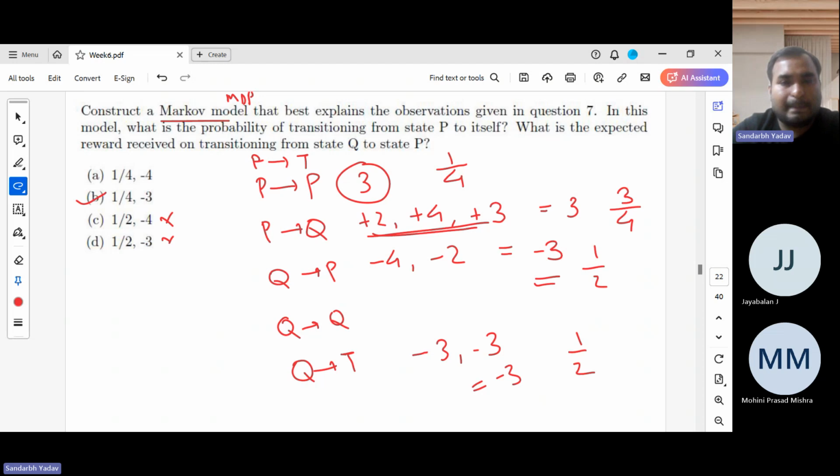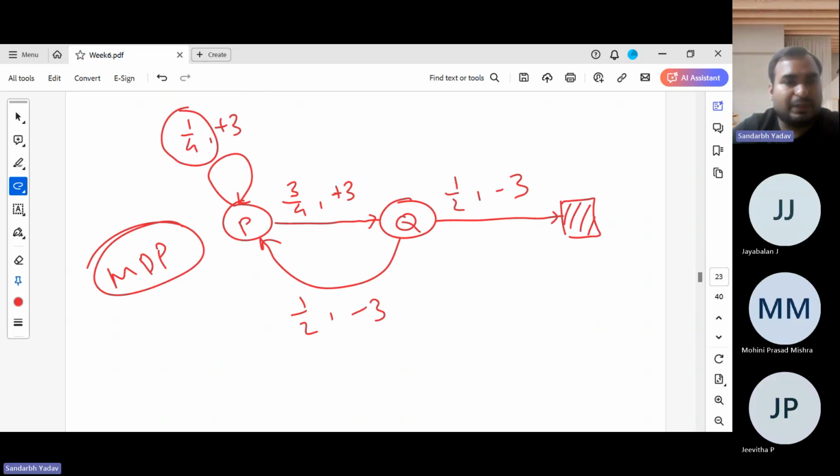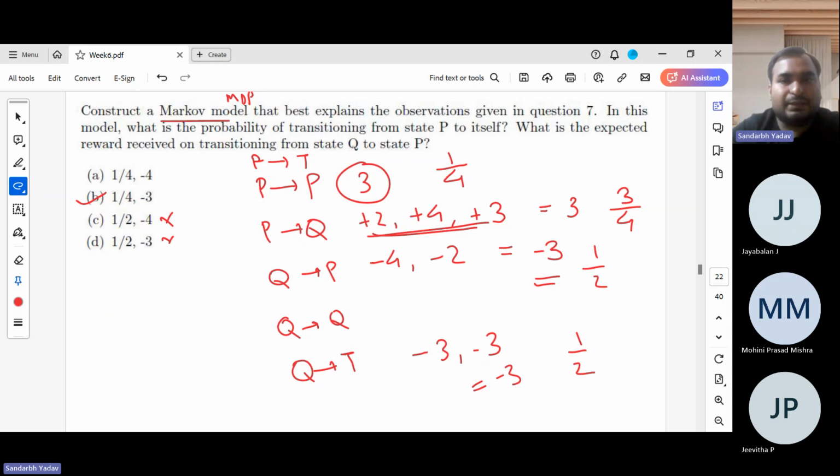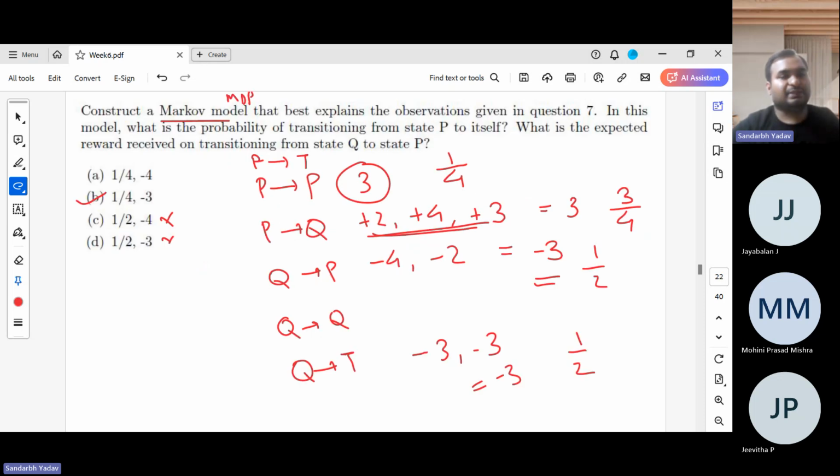And did everyone get this? They have asked P to P. You can see from the MDP also, the probability is 1 by 4. And here they are asking the expected reward from Q to P. And Q to P is -3. So 1 by 4 and -3. This is the answer. So I hope you got this. Maybe I'll check chat once. Okay, fine. So I think we'll move to the next question.